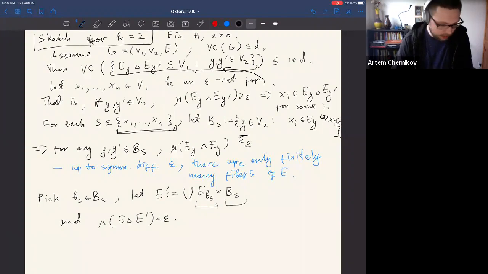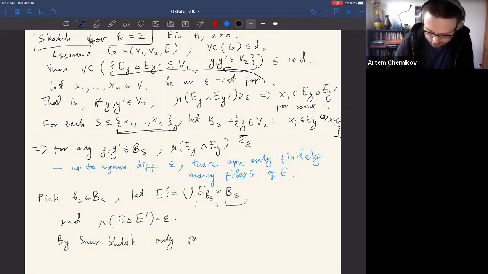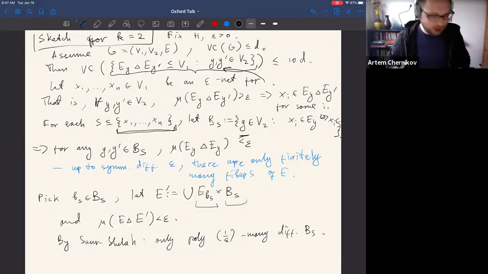The only remark to note is that there are only polynomially many different sets BS by Sauer-Shelah. So let me write it. By Sauer-Shelah, only poly of 1 over epsilon many different sets BS. Okay, so this is concerning the polynomial bound.